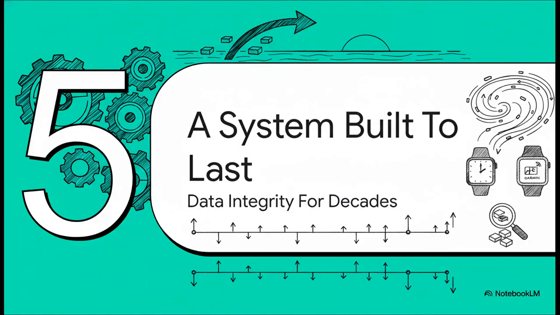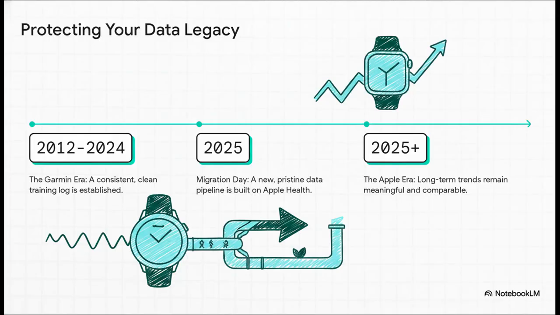So, why did we go through all this meticulous setup? What's the point? Well, it's all about playing the long game. It's about preserving your analytical continuity, making sure your training data is valuable for the next decade and beyond. Think about it like this. You have your Garmin era with years of consistent, clean data. Today is migration day. You're not starting over, you're just building a new, pristine data pipeline right on top of it. This means that going forward, in the Apple era, your long-term trends are still meaningful. The data you collect now is just as clean and valuable as all your old Garmin data, which protects your entire training legacy.